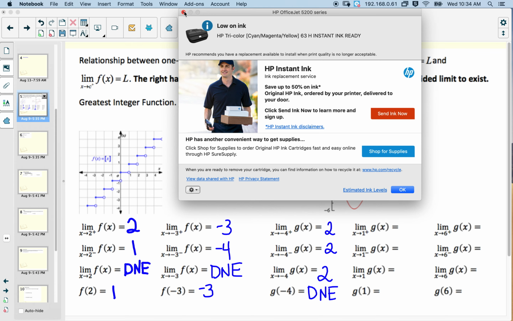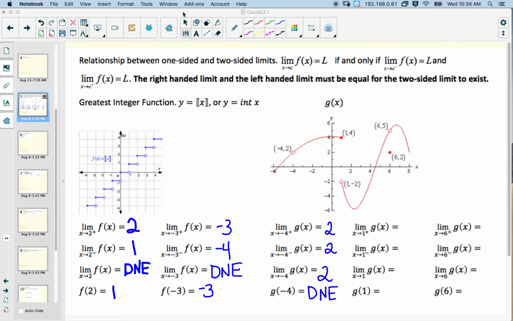Oops, I'm getting stalked by HP Instant Ink. I know I'm out of ink. Okay, sorry about that.